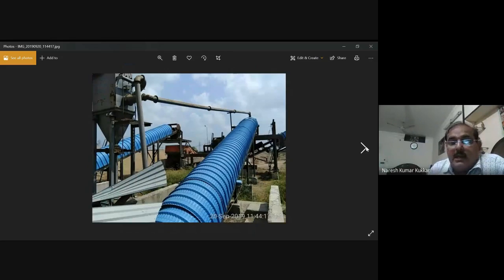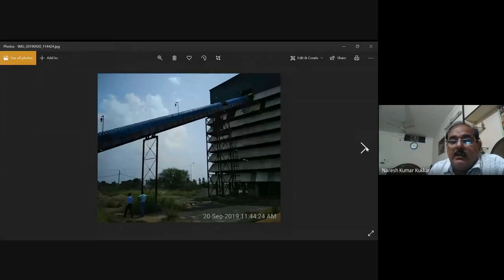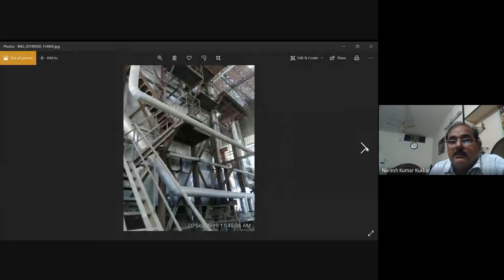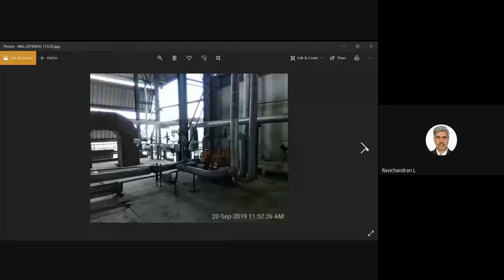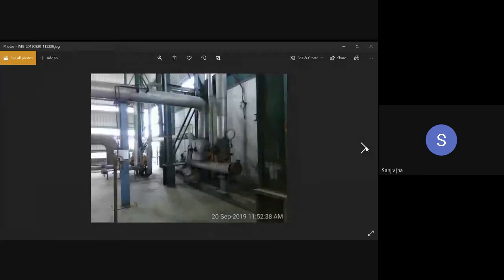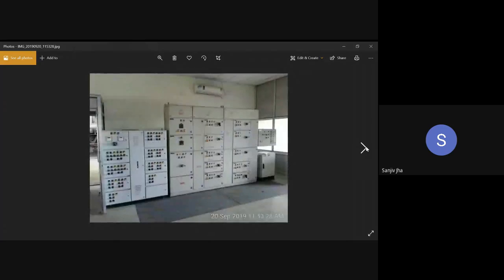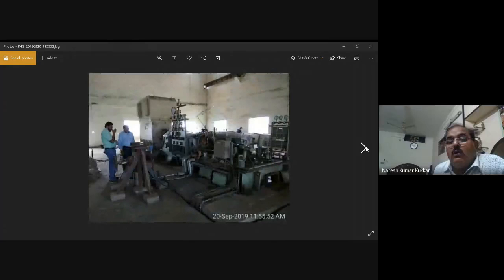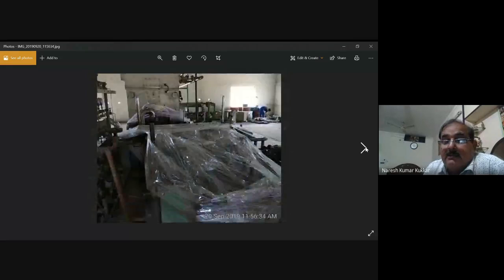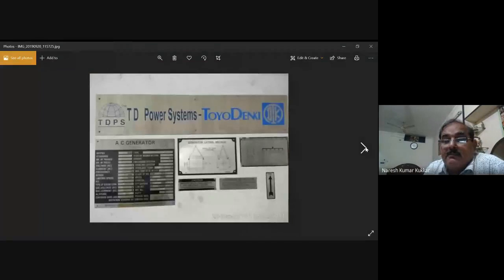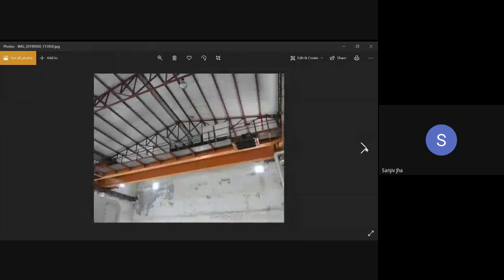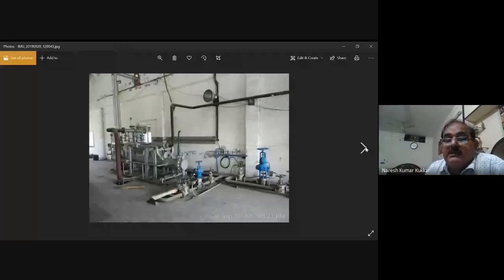Conveyor. And now these conveyors are going upward into the boiler. It's like a power plant. Yes, power plant. Now, see a turbine, but the main portion is missing. They said it has gone for repair. Cooling towers.